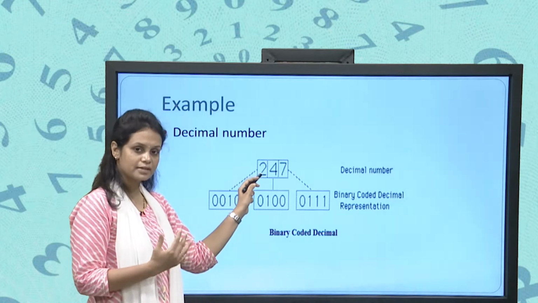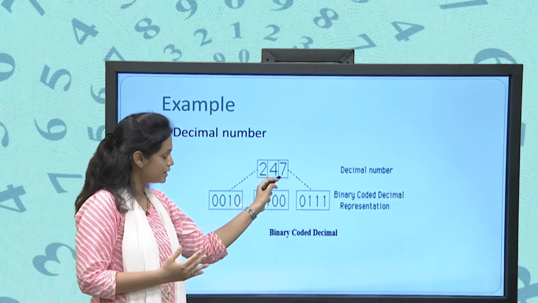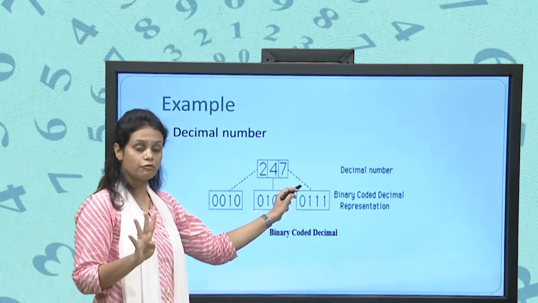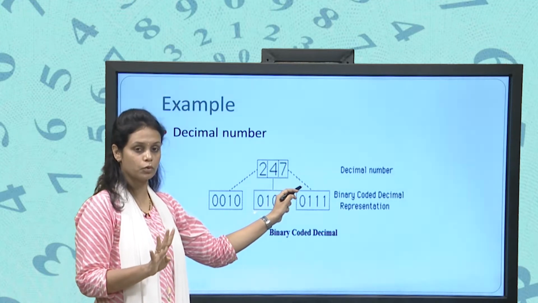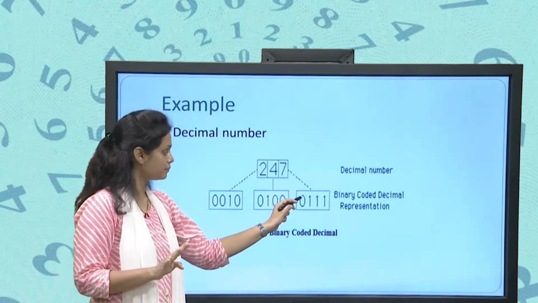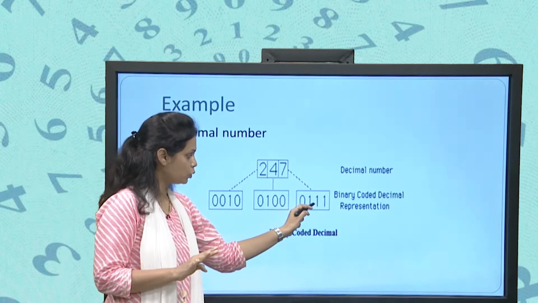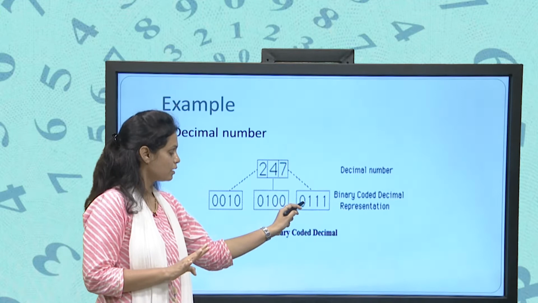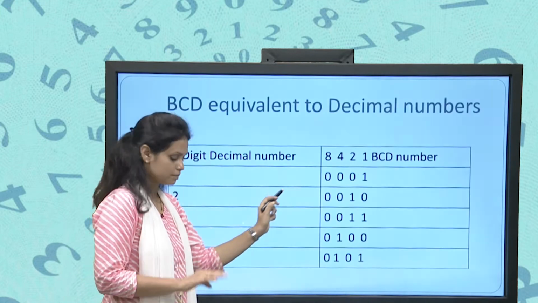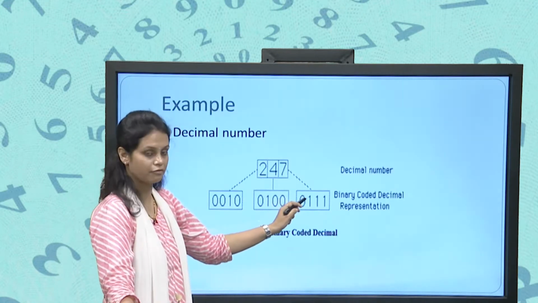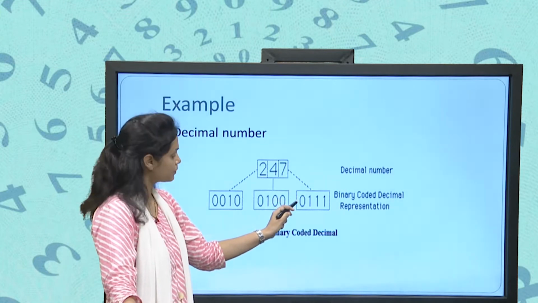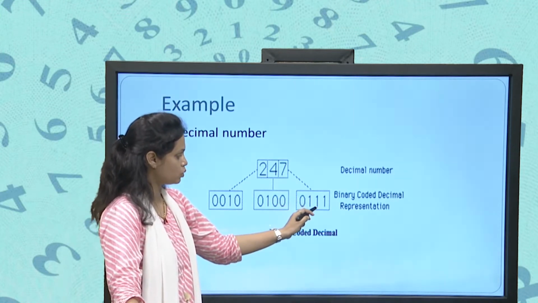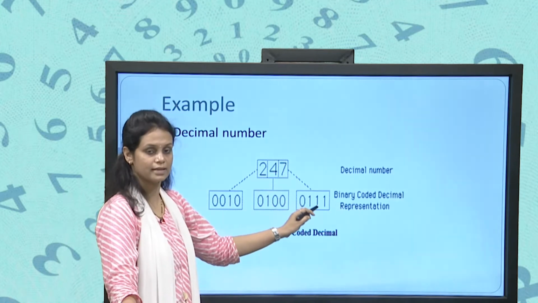We will separate 7, we will separate 4, we will separate 2. Okay. After separation, 7 is represented using 4 bits. That means we have to use the 4 bits. Fine. This is the 8421 format. Okay. How is 7 represented? This is the 8421. Fine. So how is 7 represented? This is 4 plus 2 plus 1.